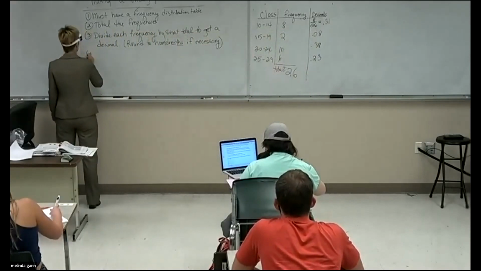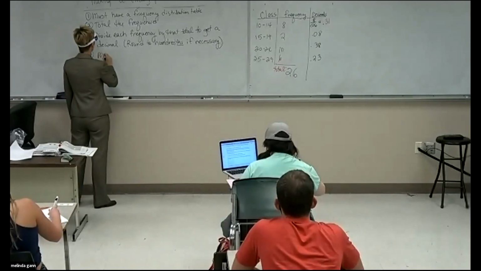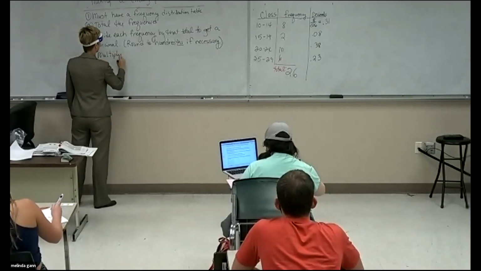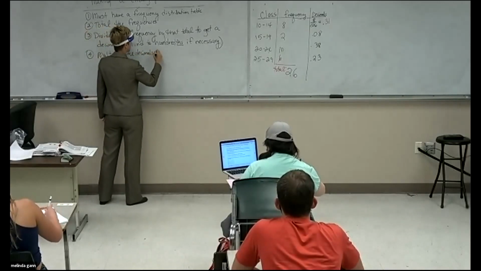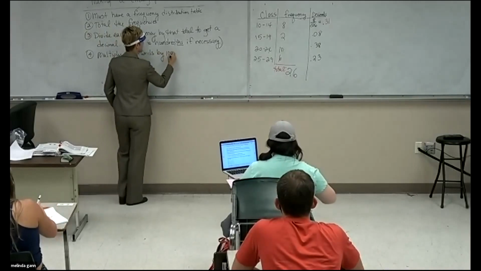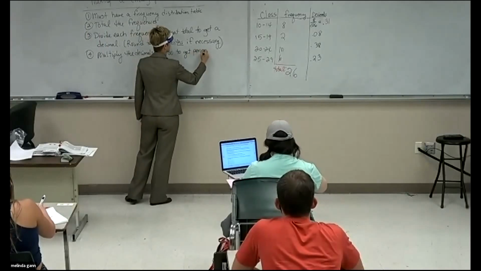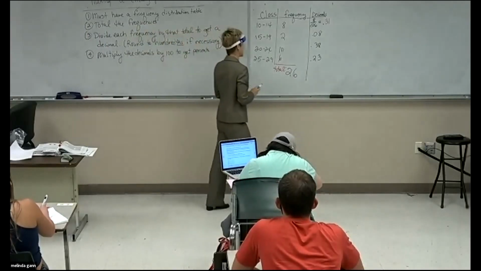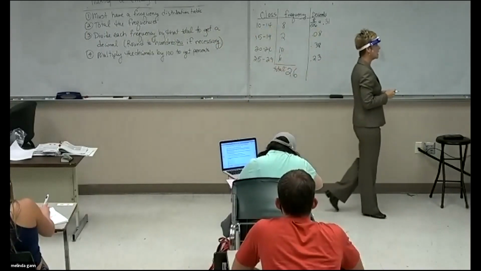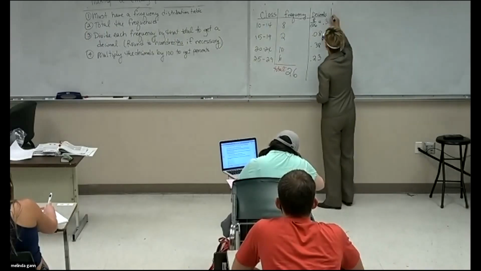Now what you're going to do is change those decimals to percents. How do you change decimals to percents? Multiply by what number? 100. So you're going to multiply the decimals by 100 to get percents. Okay? So you're going to multiply the decimals by 100 to get percents. So now I'm going to have a percent column.